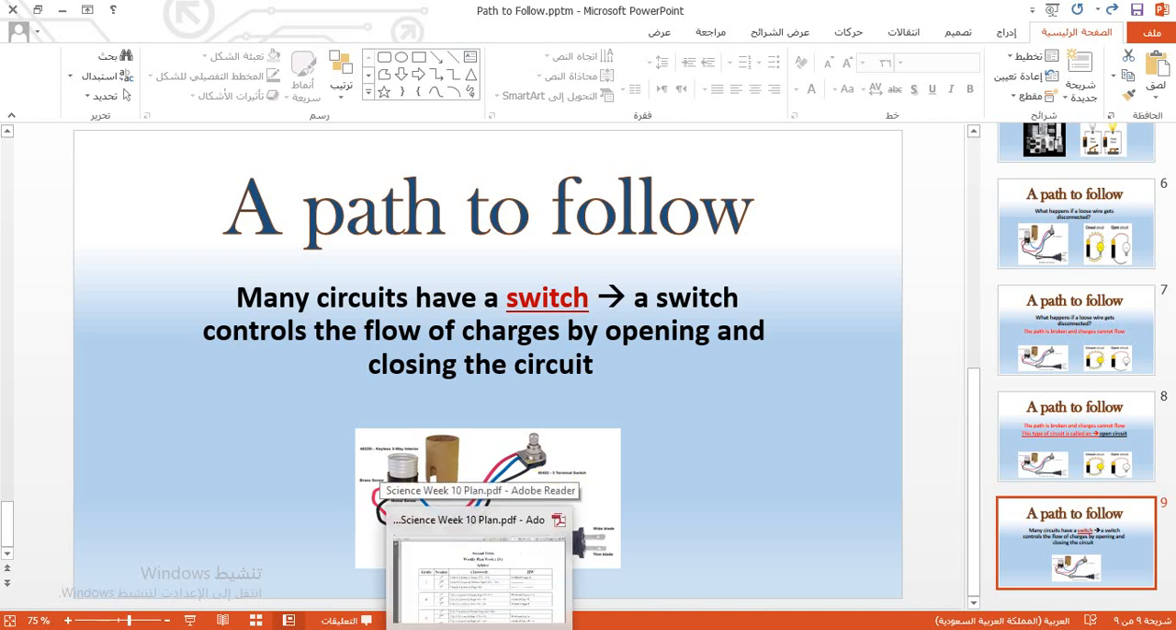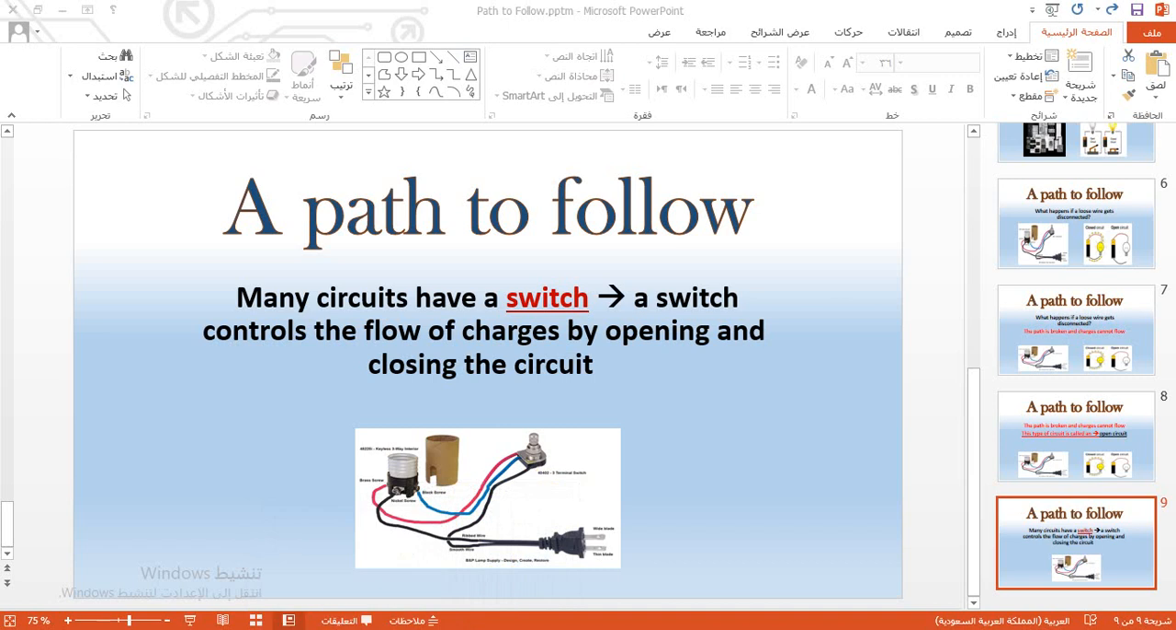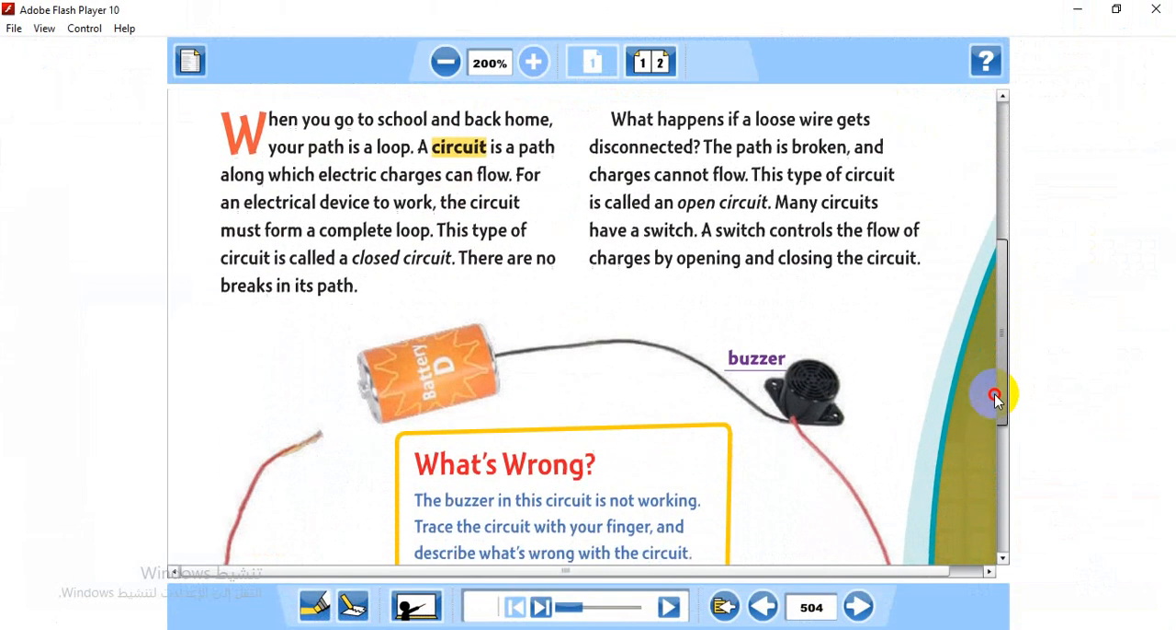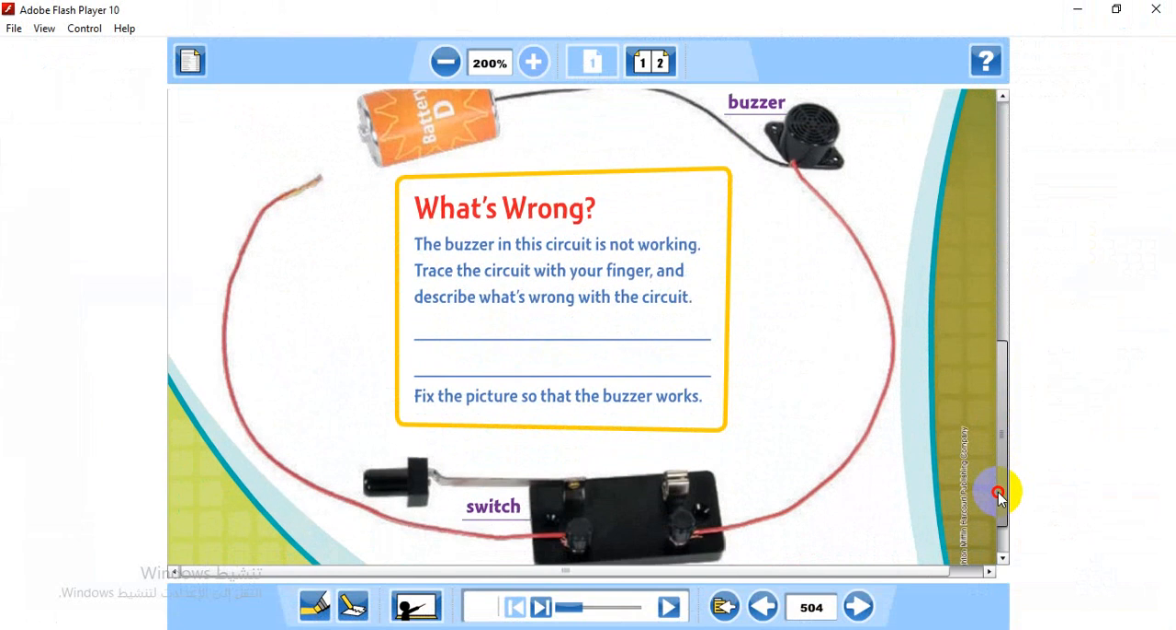So let's start to solve now the book. Some activities in the book, but let me see if we have some activities here. Yes, I think we have here. In this circuit, the buzzer is not working. Why, guys? Because, trace the circuit. Try to trace it from the beginning, from the battery here. It's connected from all the parts, except this part here, which is open, so it's not working.